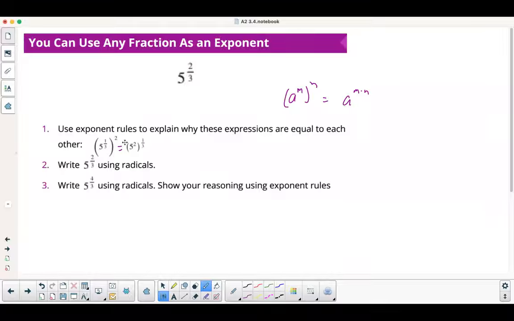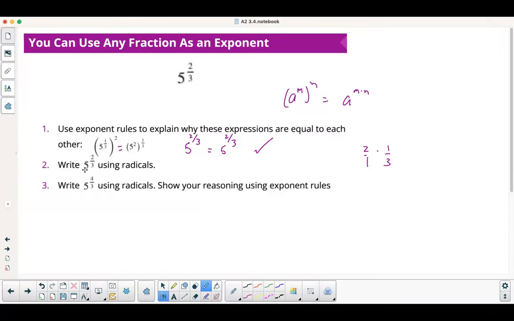So this one here is going to be, let's go back to our fraction rules. Try not to use your calculator. 2 times 1, 1 times 3. So that's going to be 5 to the 2/3. And then same thing here. It's 2 times 1/3. Same thing. You get 5 to the 2/3. So I'm going to use this rule right here, multiply my powers, and I see that they're both equal.